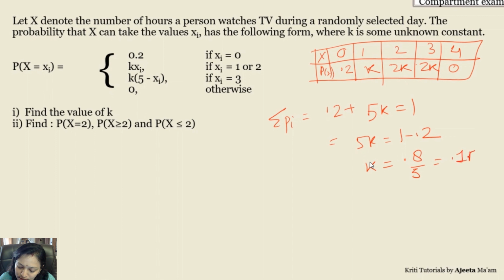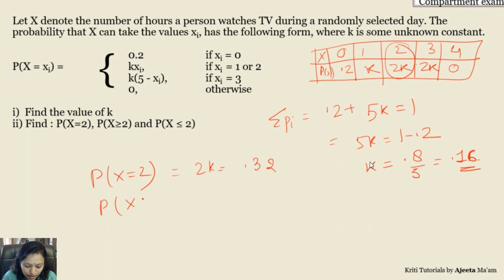So 0.16. This is what we have. Now we have to calculate again for 3 cases: 2, greater than 2, and less than 2. Now 2, only 2. So that's a simple answer, 2k. फॉर्मूला लगाने की ज़रूरत नहीं है किसी को भी. Greater than 2. So 2 का केस and 3 का केस.